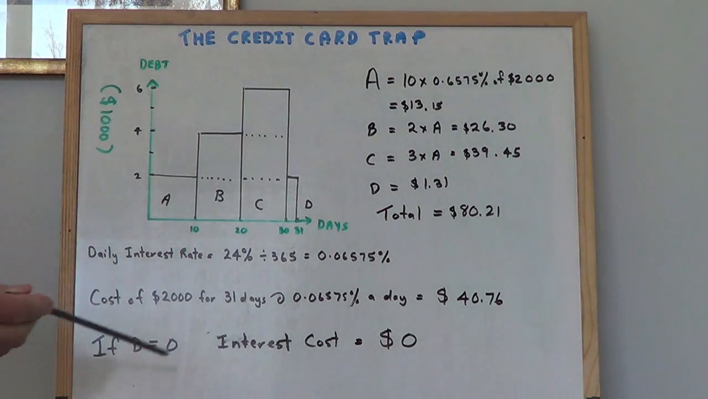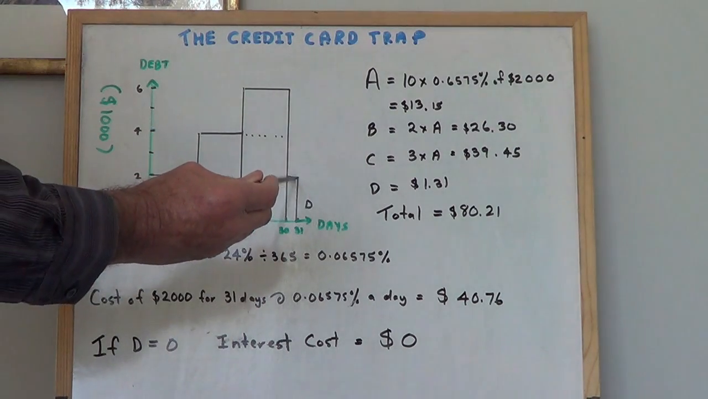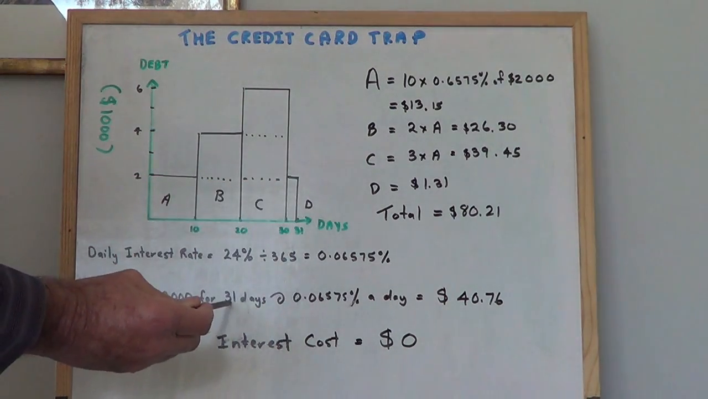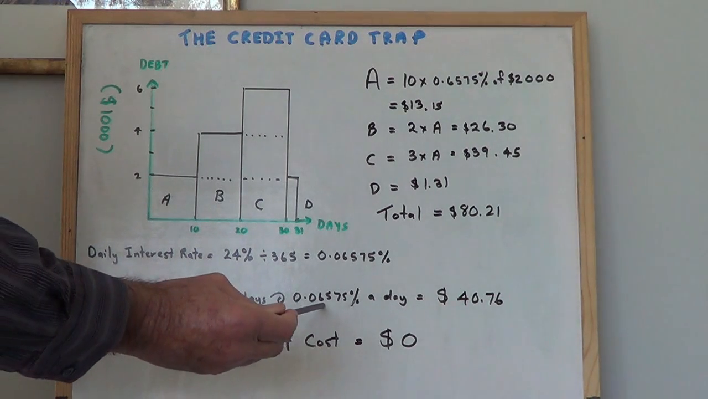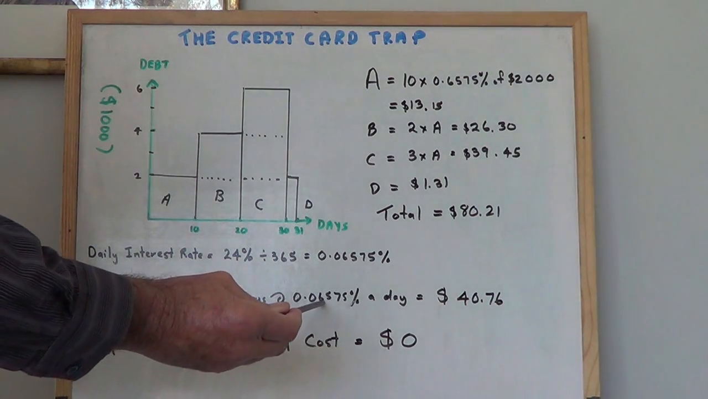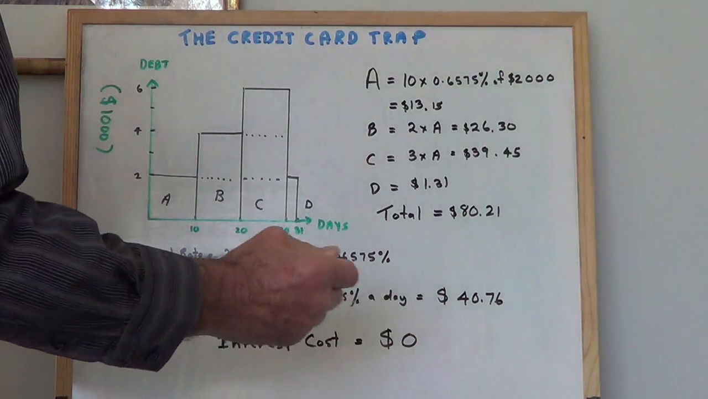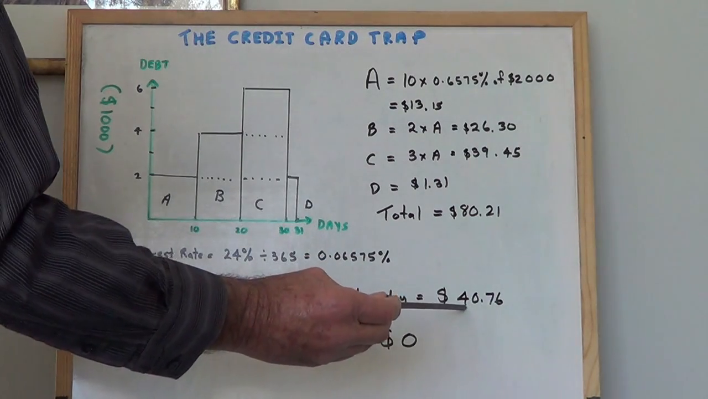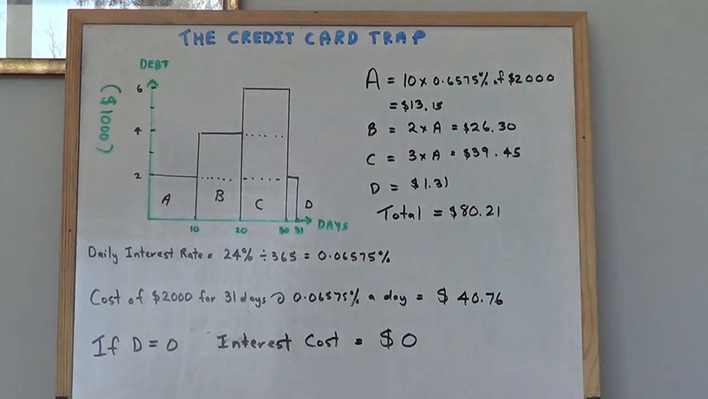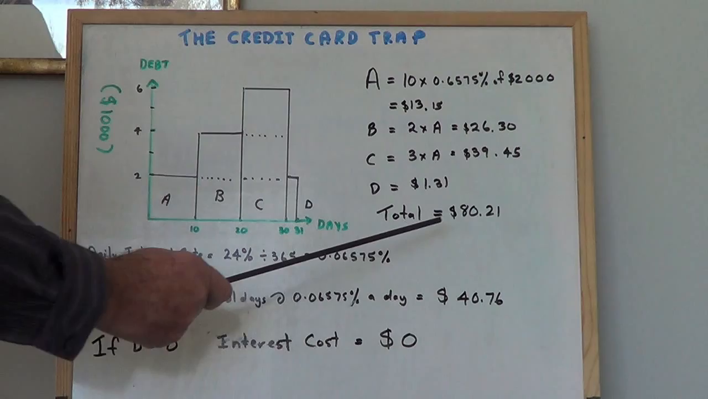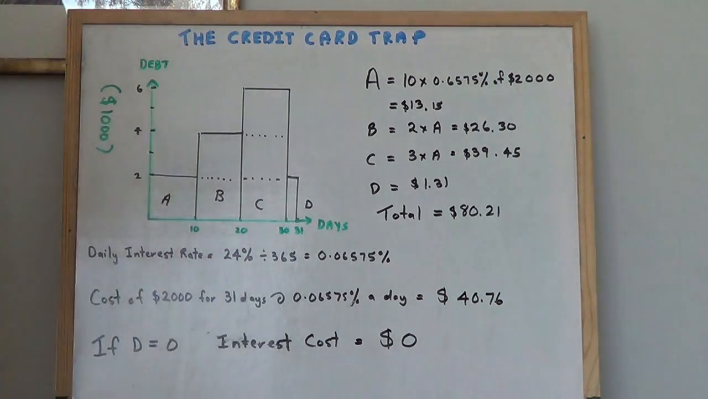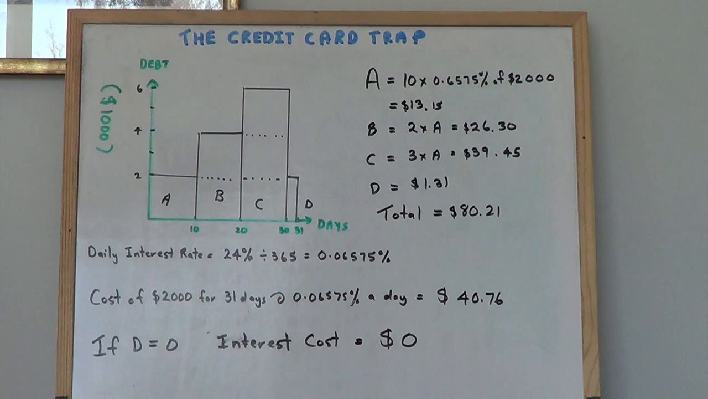Now you would think that at $2,000 you'd have 31 days at that percentage, which is 0.06575 a day, and if you work that out that would be $40.76. But you'd be wrong. This is what you have to pay. It's $82.21, and this is how the company calculates it.